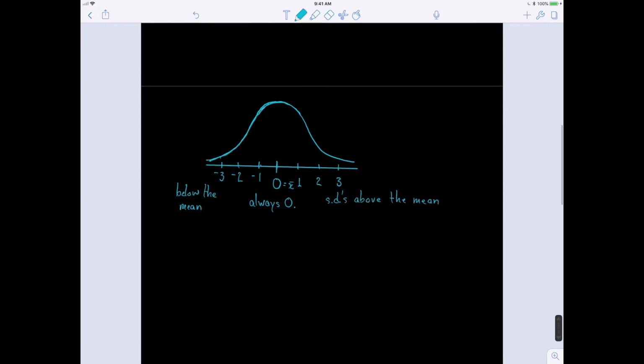Now also, we call the measuring of our data in standard deviations z-scores. And we'll understand more why. But for now, any number on the horizontal axis is referred to as a z-score. So these z-scores are the numbers on the horizontal axis.